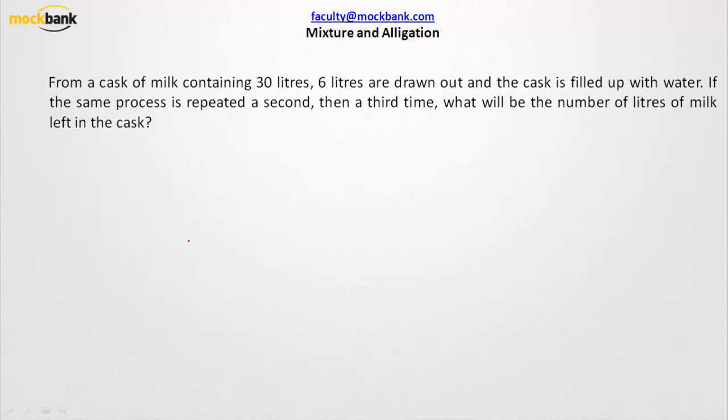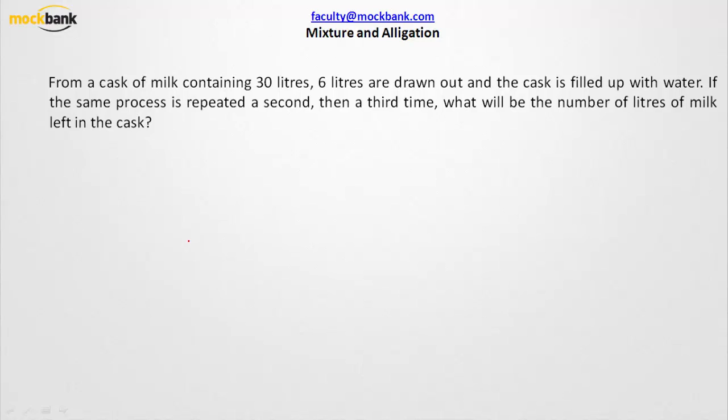So now let us see a problem where it says that a container of milk has 30 liters of pure milk. Once you take 6 liters out, the cask is filled up with water, and this process is being repeated thrice, and the question is asking how much milk you are left with in the mixture of milk and water.